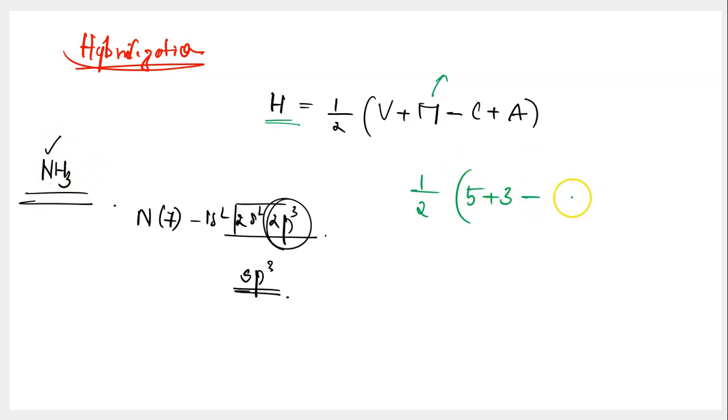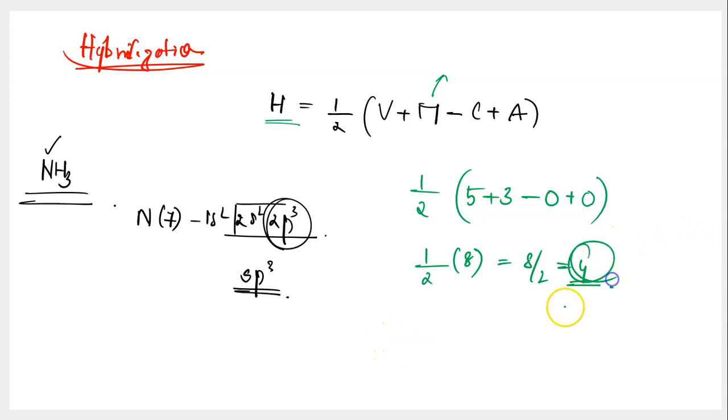Minus, I don't see any cationic charge here. Plus, I don't see any anionic charge here. And when I solve it, it turns out to be 1 by 2 into 5 plus 3, which is 8. Which can also be written as 8 by 2, which is equal to 4. So the number of hybrid orbitals in NH3 is equal to 4. And what do we understand from here? We understand that nitrogen in ammonia has got 4 hybrid orbitals.